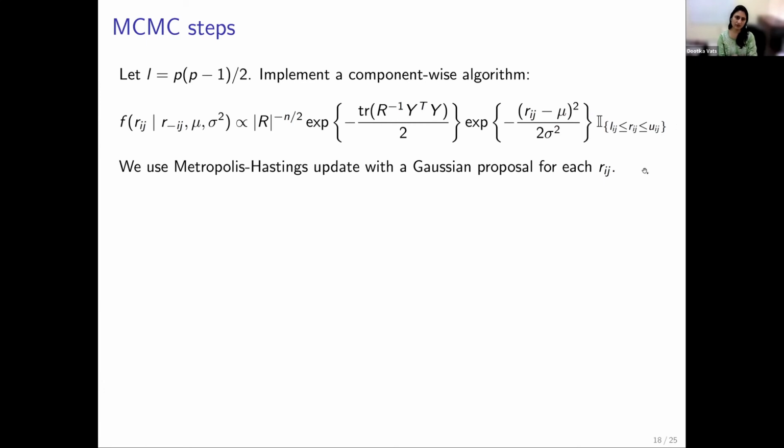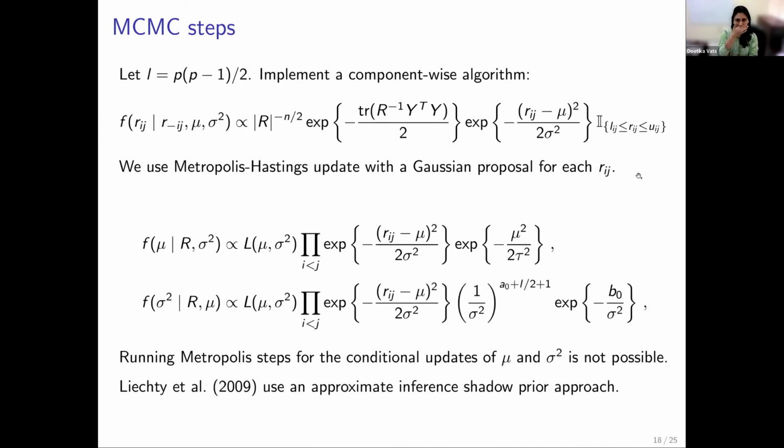Now this can be implemented using a straight Gaussian proposal Metropolis-Hastings update, because this doesn't have any unknown constants. This has no L's floating in it. However, to update mu and sigma squared, to draw from their conditional updates, these are proportional to L of mu and sigma squared times something. And this L is an inverse integral, which means that we can't really evaluate this density at all. In the original works, they proposed an approximate shadow prior that targets an approximation of our true posterior distribution.